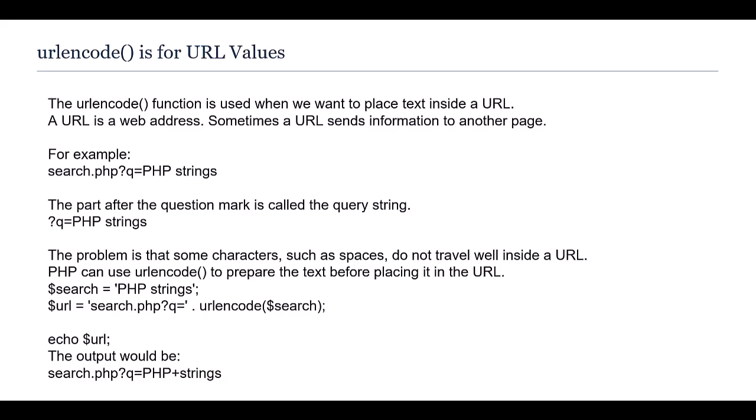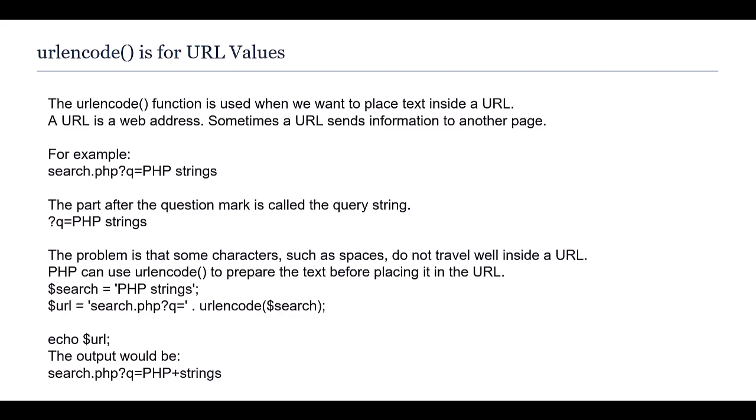PHP has a function named urlencode. This function is used when we want to place the text inside a URL. A URL is a web address. Sometimes a URL sends information to another page. For example, search.php, the question mark, the letter q, an equal sign, and then PHP, and then a space, and then strings. The part after the question mark is called the query string. The problem is that some characters, such as spaces, do not travel well inside a URL. PHP can use urlencode to prepare the text before placing it in the URL.